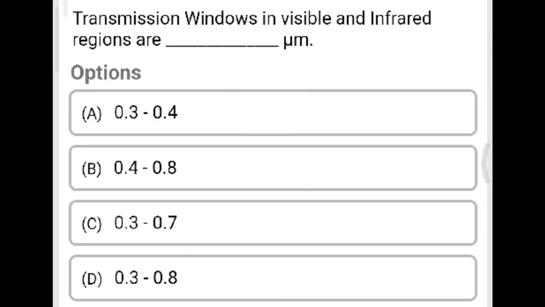Next question. Transmission windows in visible and infrared regions are dash micrometer. Option A 0.3 to 0.4, option B 0.4 to 0.8, option C 0.3 to 0.7, option D 0.3 to 0.8. So the correct answer is option C 0.3 to 0.7.